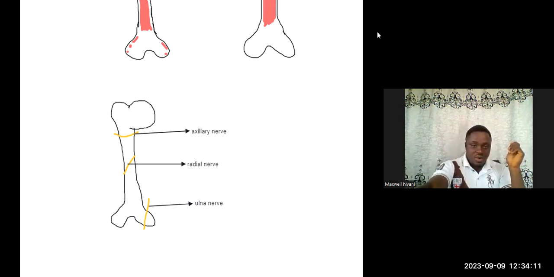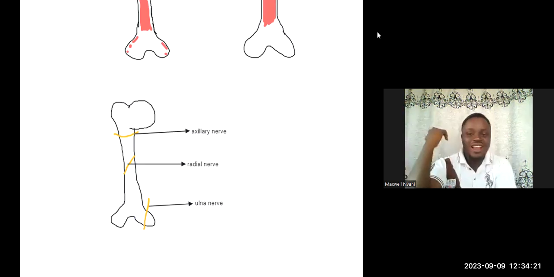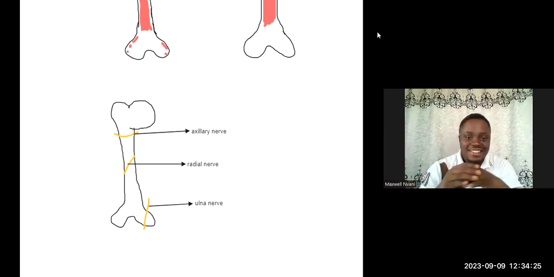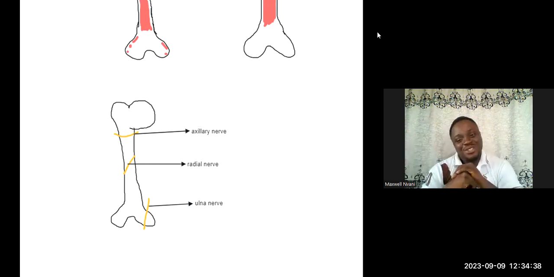Now, the ulnar nerve, right? I'm sure you would have experienced something like this. If you hit your elbow somewhere, you feel this tingling sensation, right? That is because of the ulnar nerve. It's located just behind the medial epicondyle, okay? It crosses there, so if you hit your elbow there, you feel this tingling sensation. It's because of the ulnar nerve. And maybe that's why the humerus is called the humerus. I mean, humor, right?